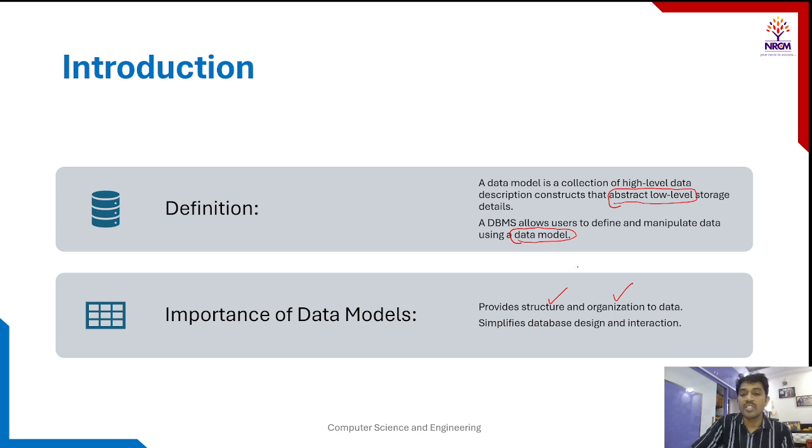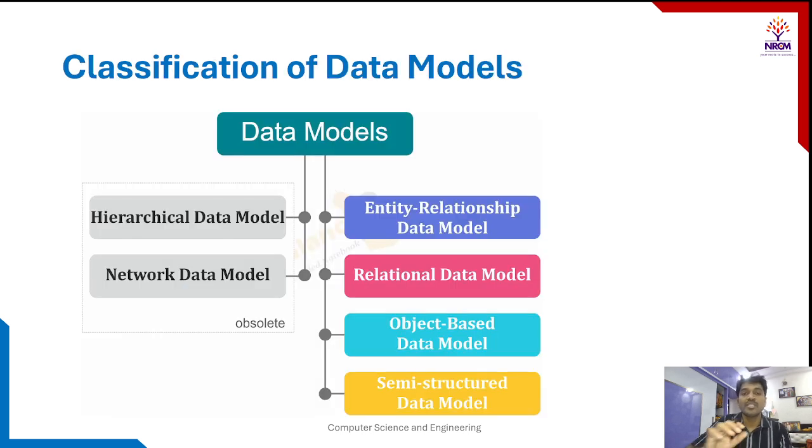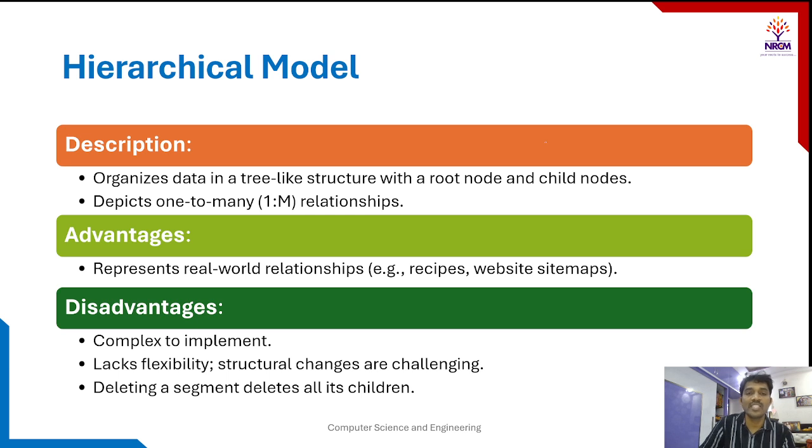There are six types of database models. The data models are the hierarchical data model, network data model, entity relationship model, relational data model, the object based data model, and the semi structured data model. There are six data models. We will see them one by one. The first one is the hierarchical.